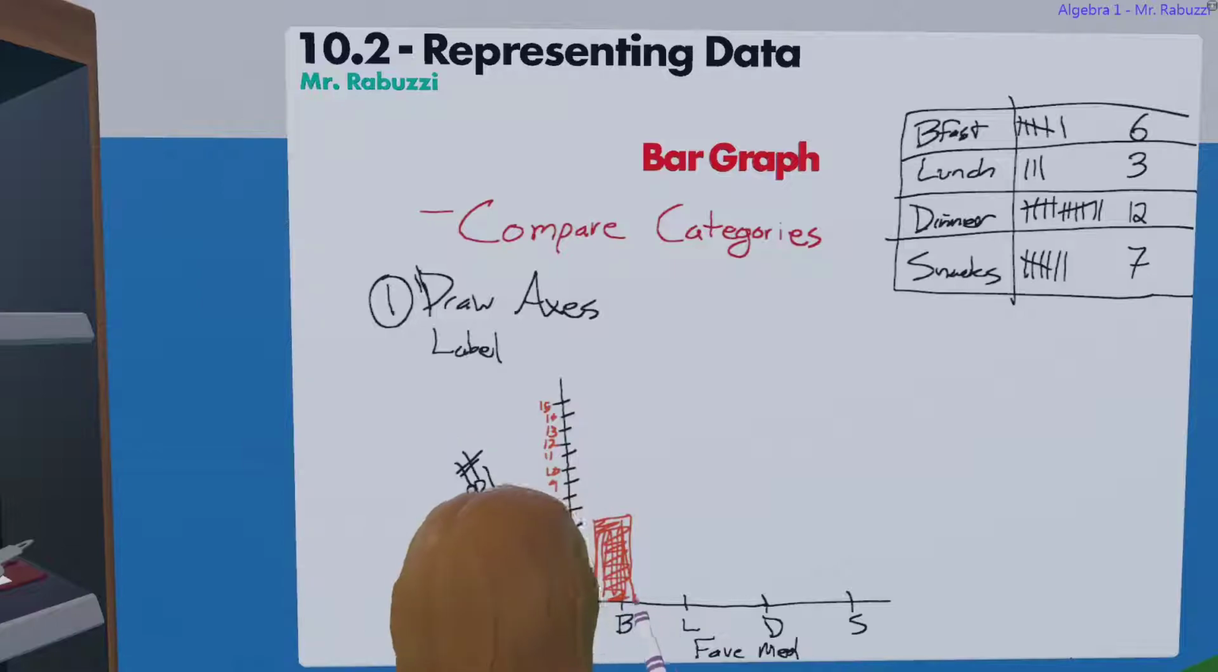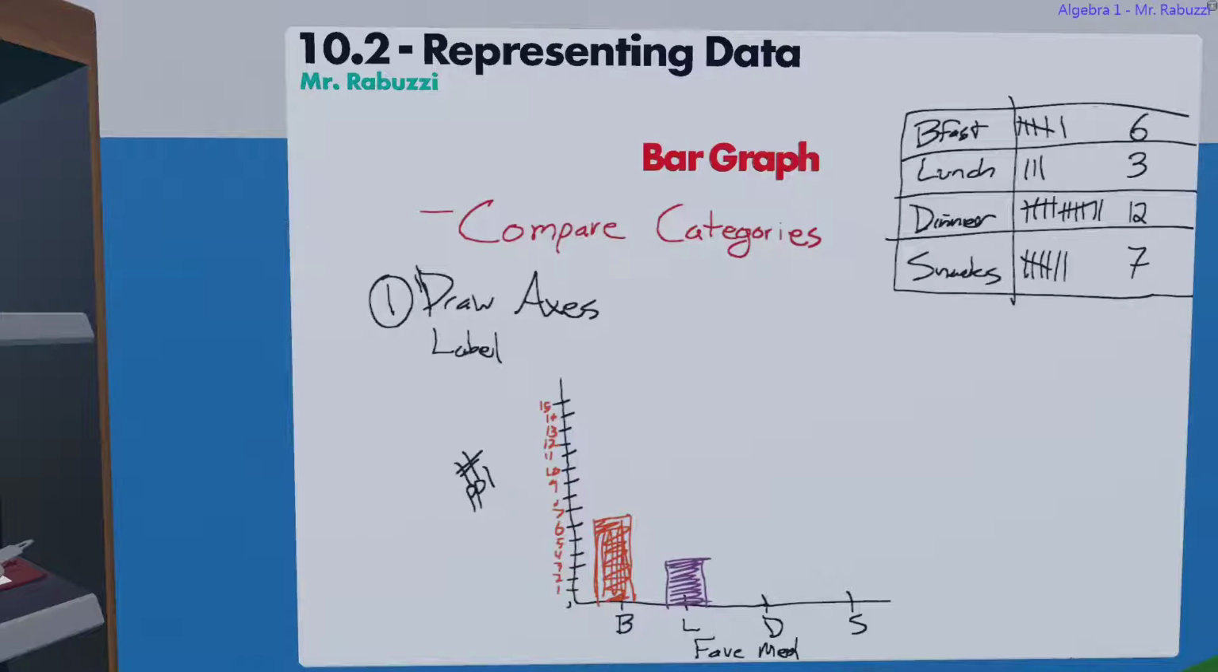Then we got lunch. Lunch counted up to 3. So I make the top of my bar at 3 here. And then there we go. Dinner. Dinner will be blue. Dinner had 12. Okay. So we go up to 12. And it's like right here.